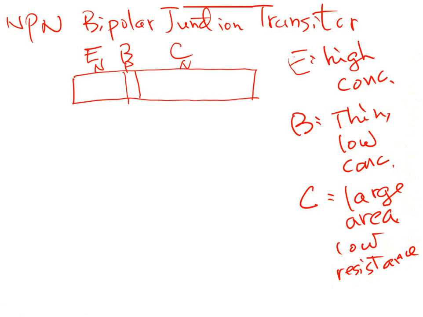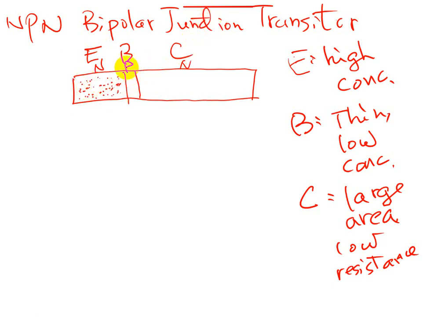Okay, that's basically the geometry and the dopant concentration point of view, the difference between emitter, base, and collector. So let's see, for the emitter area, for n-type semiconductor, you have a lot of electrons here, high concentration.